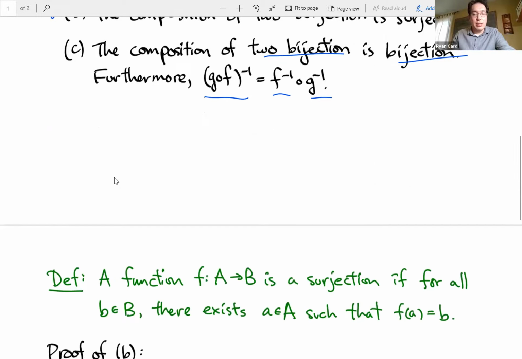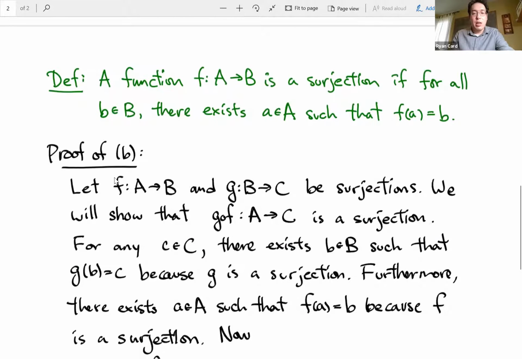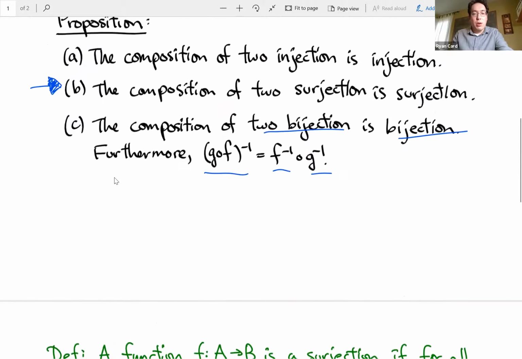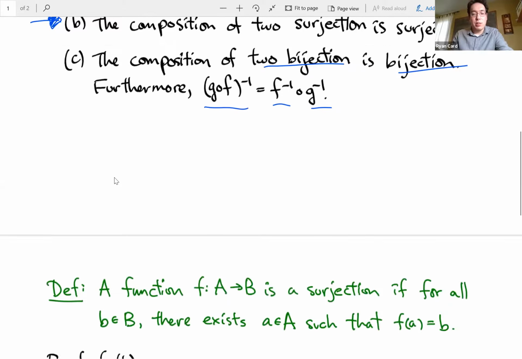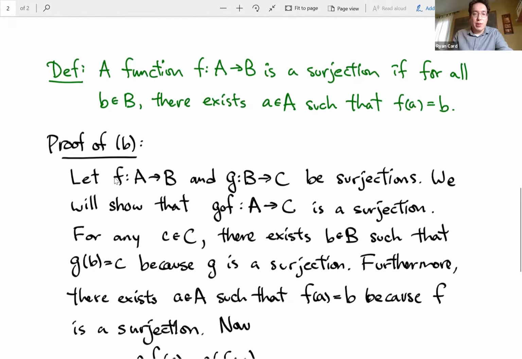Okay, let's look at the definitions we need. We're using the composition of two surjections as a surjection, so we need a definition for surjection. We're actually going to end up using this definition 3 times: for each of the two functions that are composed, and also for the composition itself. So we're going to use it 3 times.